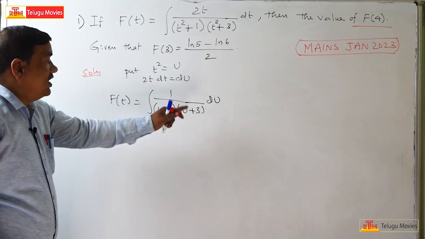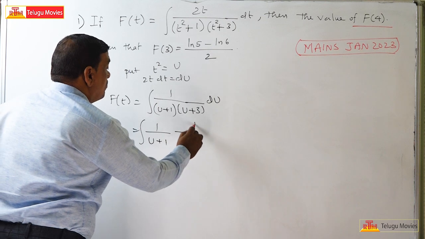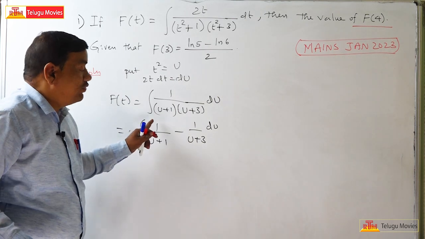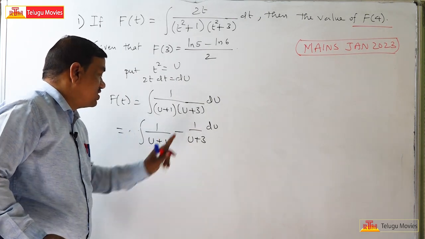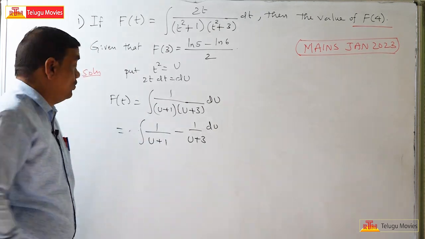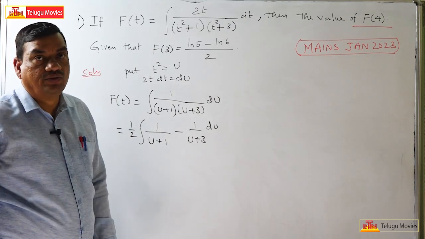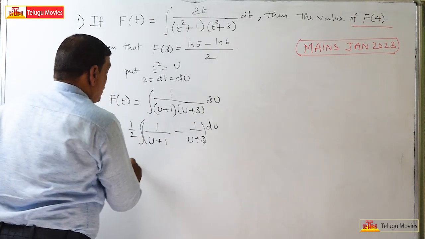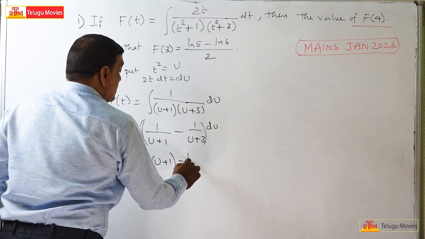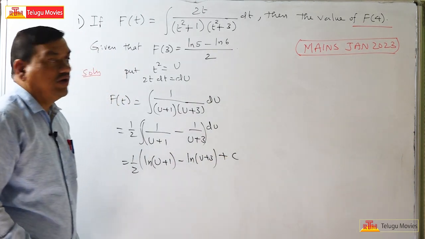Clearly this is a partial fraction. So we divide the fraction as 1 by 2 into [1 by (u plus 1) minus 1 by (u plus 3)] du. In the numerator we get u plus 3 minus u minus 1; the u and minus u cancel, and 3 minus 1 is 2, which gives the factor 1 by 2. So this is 1 by 2 into [ln of (u plus 1) minus ln of (u plus 3)] plus c, the constant of integration.